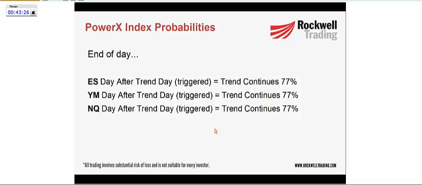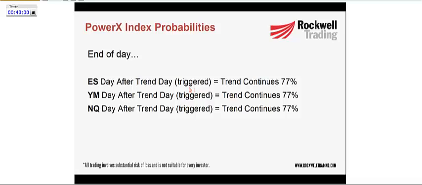So these are the probabilities that I'm working with and that I expect based on the rules that we just went through and discussed. The E-mini S&P, day after a trend day, if triggered. So previous day, bullish or bearish. Triggered in an uptrend, we take out the previous day's high. In a downtrend, we take out the previous day's low.